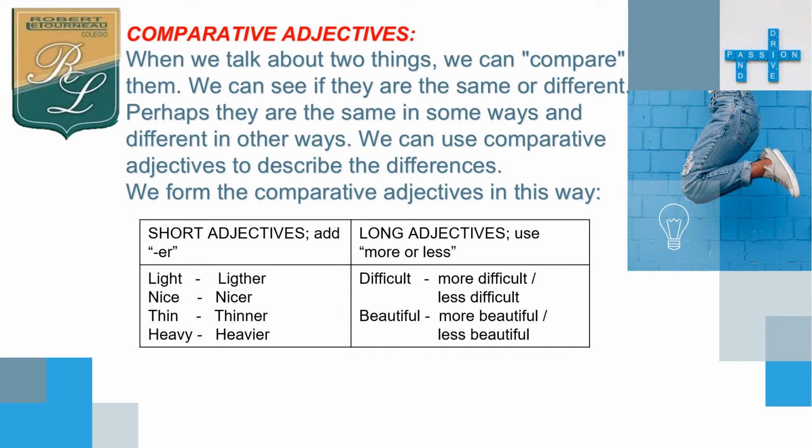In the case of long adjectives, we are going to use more or less. For example, if I have the word difficult, I can say more difficult or less difficult. If I want to say beautiful, I can say more beautiful or less beautiful.